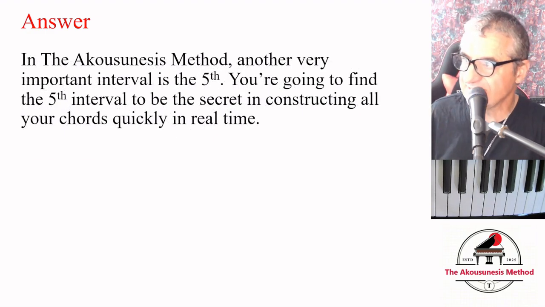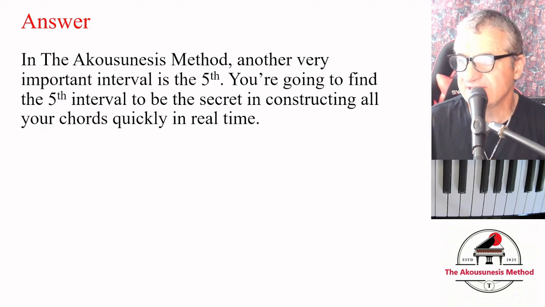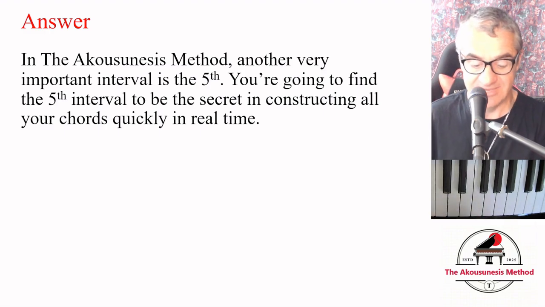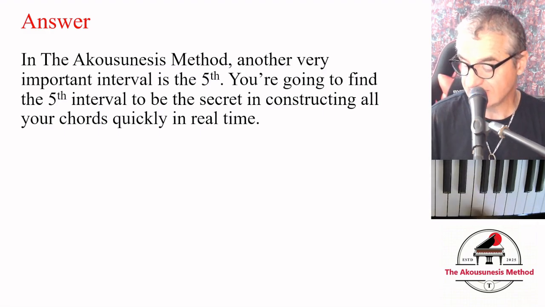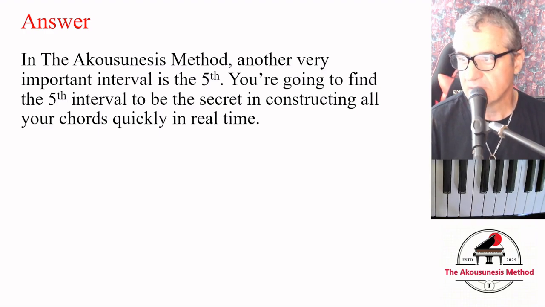In the Akousunesis method, another very important interval is the fifth, as I've just shown you. You're going to find fifth intervals will be the secret for constructing your chords. The octave is extremely easy to find. It's the same note anywhere. If it's E, it's going to be E up here. D, it's going to be D up here. So the fifth is going to be your key.